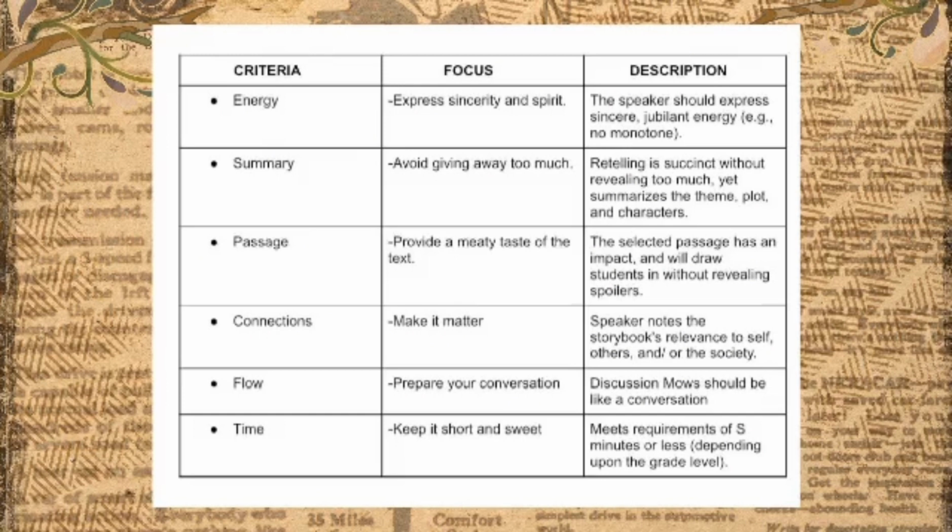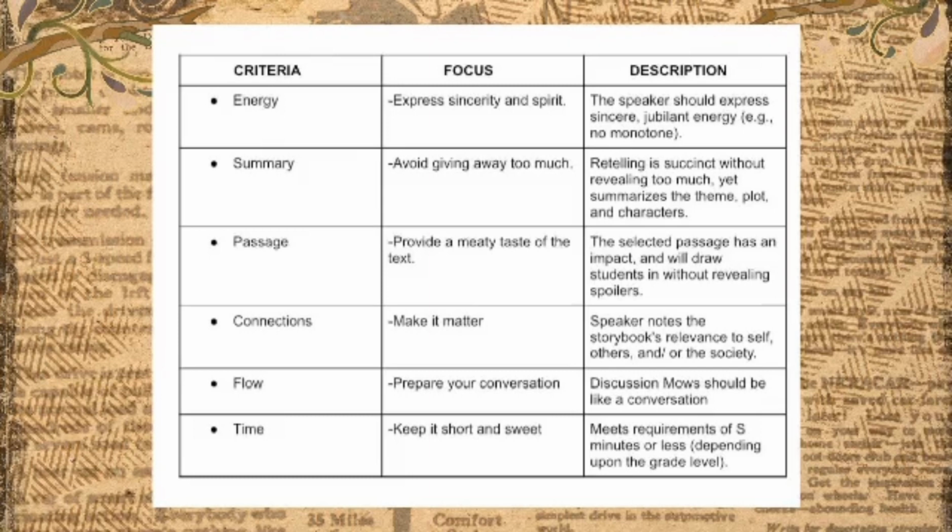So, the first one under the criteria is the energy. In energy, the focus is to express sincerity and spirit. And the description for this is the speaker should express sincere, jubilant energy. When we say jubilant, it is a feeling or expressing great joy, or no monotone. So the second one under the criteria is the summary.